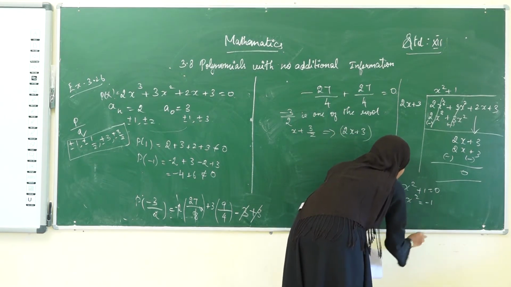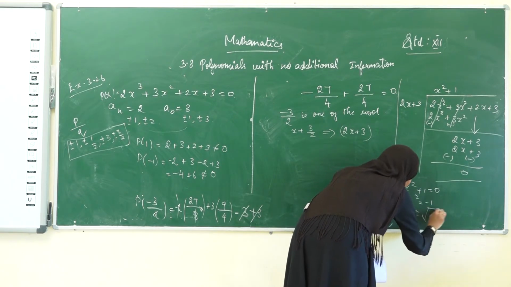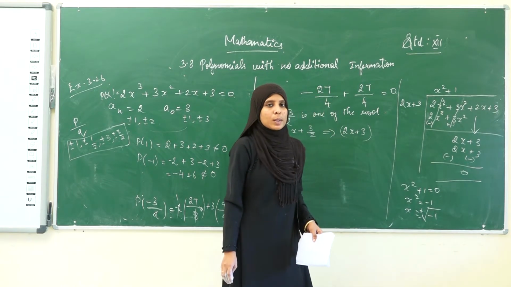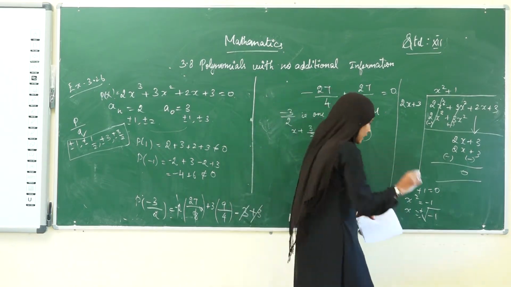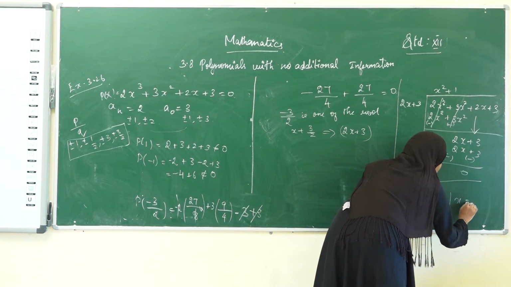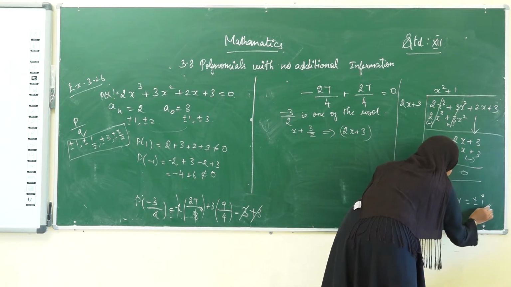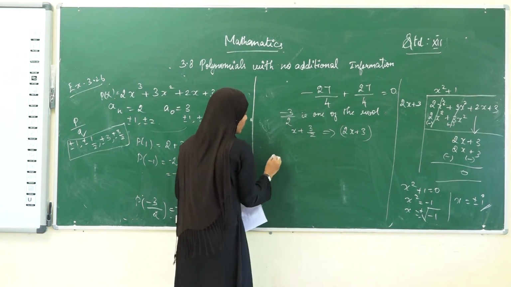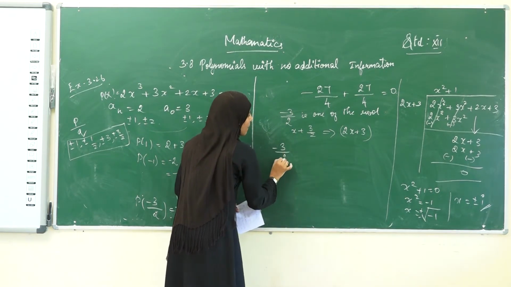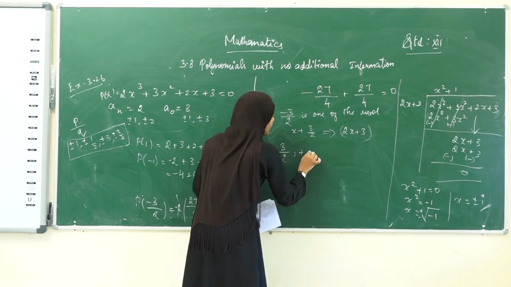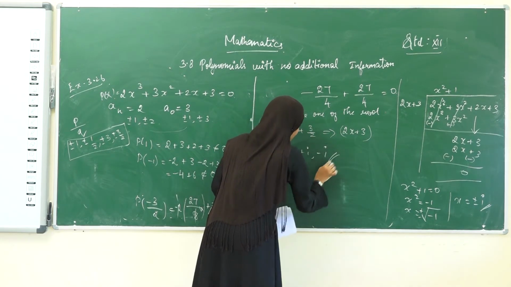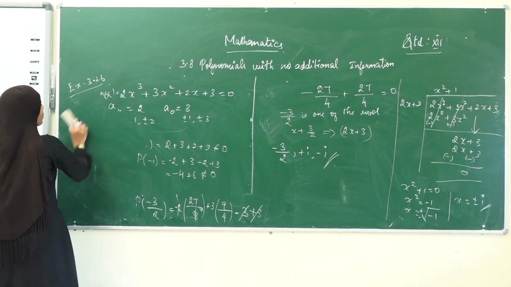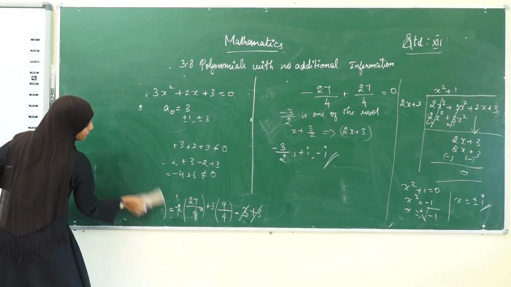X square is equal to minus 1. x is equal to plus or minus root of minus 1. What's the value of root of minus 1? We can say it as i. Therefore, the value of x is equal to plus or minus i. Already we have found one of its roots is minus 3 by 2. Therefore, the three roots are minus 3 by 2, plus i and minus i. Therefore, we have found the solution of this given equation using the rational root theorem.